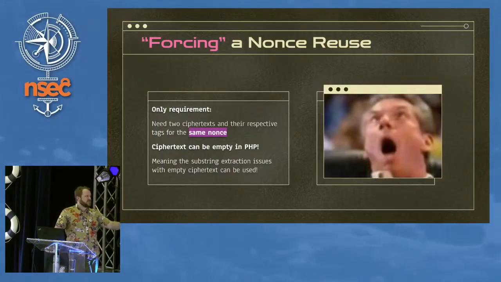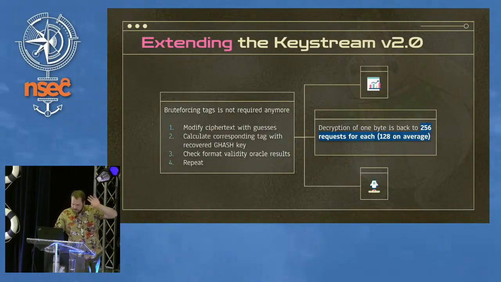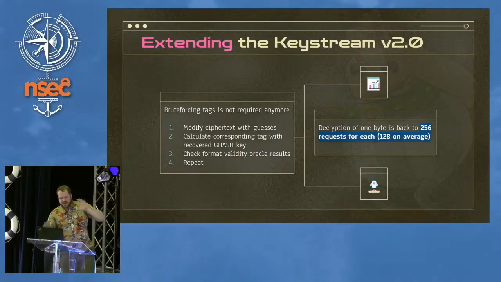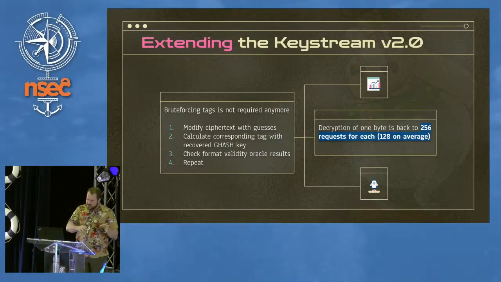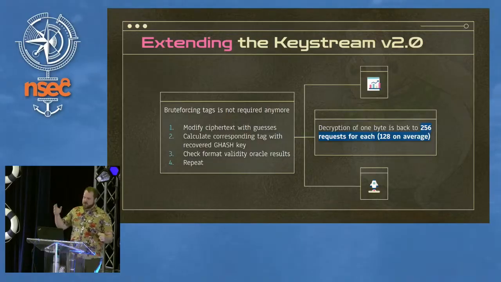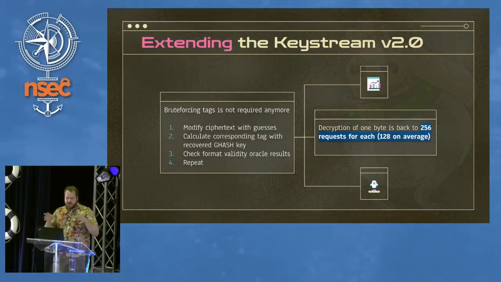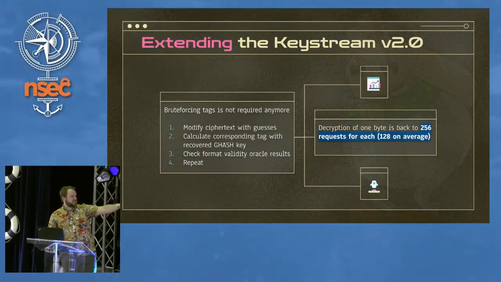We don't need this. The reason we don't need this: we brute force the tag, it's not required anymore. Basically, we have the G-hash key. So we modify the ciphertext with what we guess. We calculate a corresponding tag, it's going to be the whole tag, but we can do that locally with that leaked G-hash key. And from there, we check the format validity or recall results, and we've decrypted data.